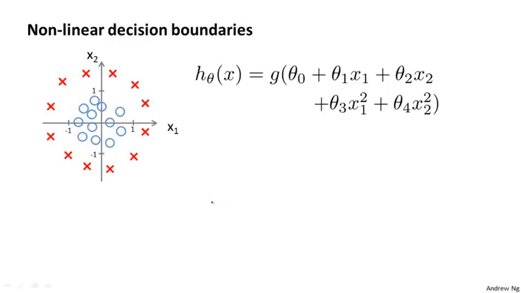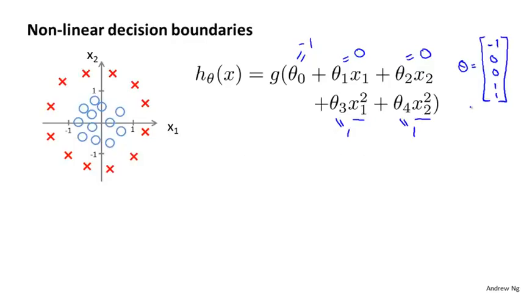Concretely, let's say my hypothesis looks like this, where I've added two extra features, x1 squared and x2 squared, to my features, so that I now have five parameters, theta 0 through theta 4. As before, we'll defer to the next video our discussion on how to automatically choose values for the parameters theta 0 through theta 4. But let's say that, with that procedure to be specified, I end up choosing theta 0 equals minus 1, theta 1 equals 0, theta 2 equals 0, theta 3 equals 1, and theta 4 equals 1. What this means is that with this particular choice of parameters, my parameter vector theta looks like minus 1, 0, 0, 1, 1.